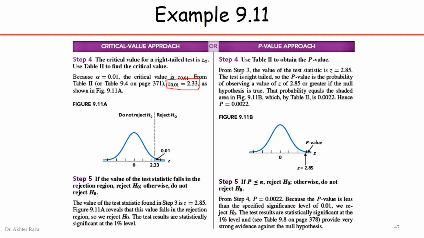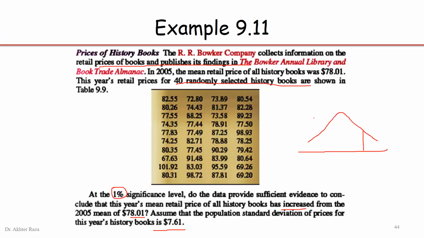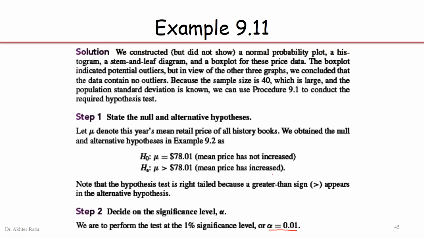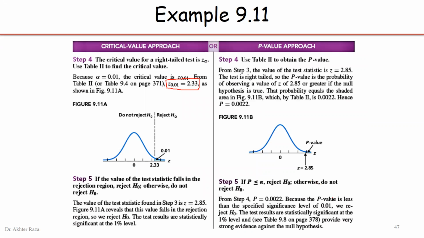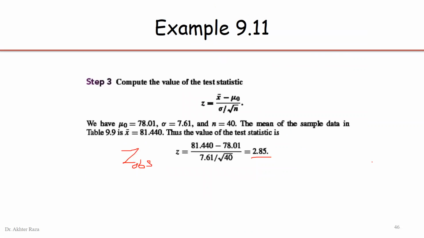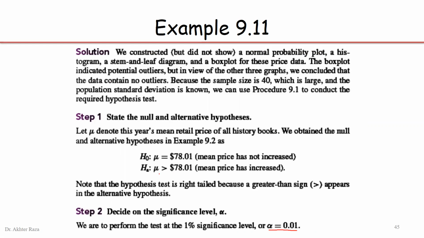The p-value is less than the specified rejection region, which is Z alpha. Alpha is how much? In the problem, alpha is given as 1%, 0.01. The p-value is 0.002. The p-value is smaller than alpha. Reject the null hypothesis and conclude that the alternate hypothesis holds: the mean price has increased from the price of $78.01, which was the price in 2005.